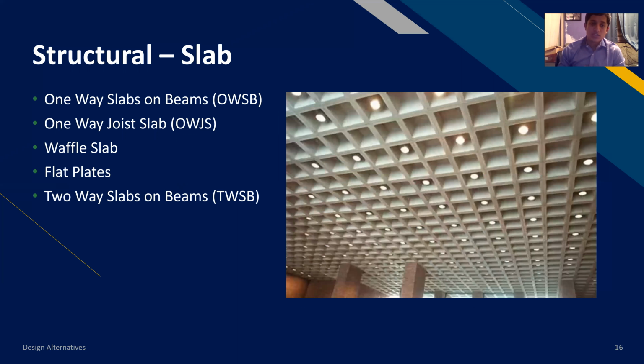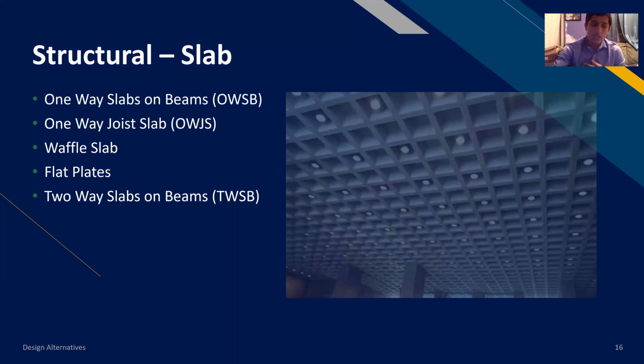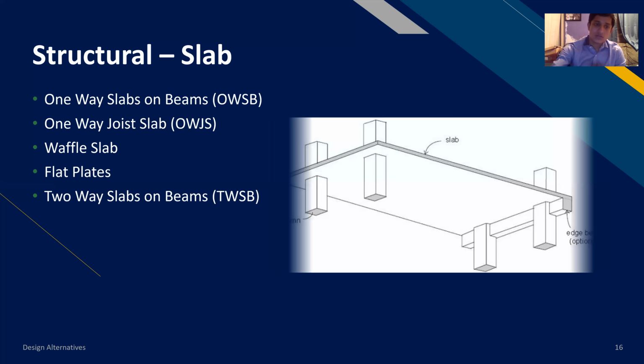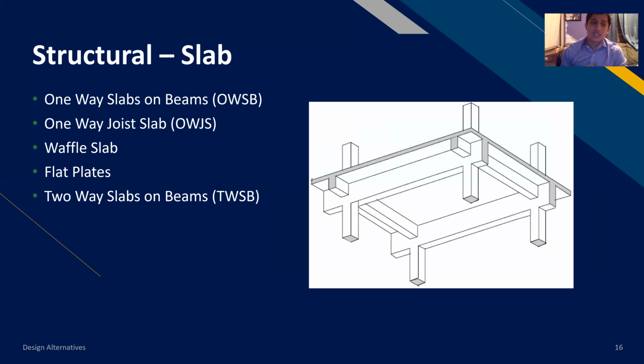The waffle slab is typically used in locations where they want to have that space as an aesthetic design to put things in between the waffles, I guess you could call them. The flat plates typically deflect more because they're flat plates, and it's literally only supported by the columns. The two-way slabs on beams are typically some of the safer, but also one of the more expensive ones because of all the framework that comes into play whenever you design a slab that's supported on all four sides.